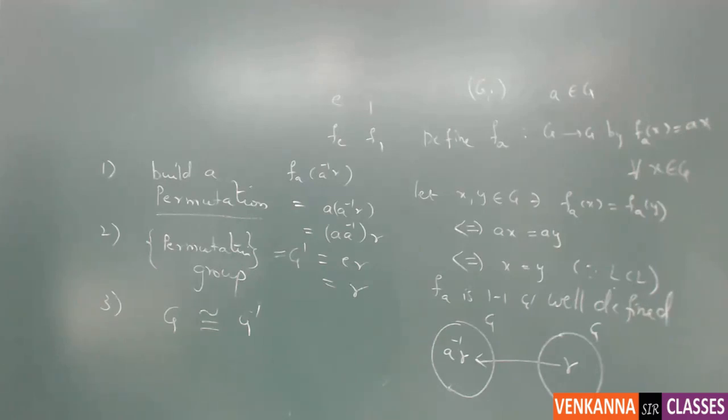So you have proved that it is a 1-1 function as well as onto function. Therefore, it is a permutation. So this is the way of building the permutation. So the first level is completed. So any queries for anybody?